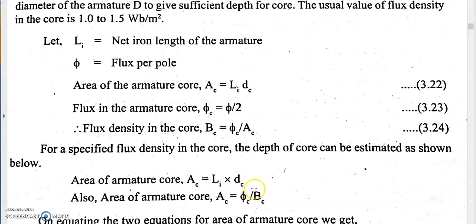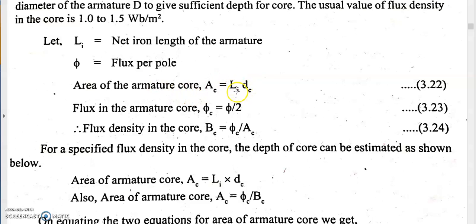Flux density in the core can be calculated by flux per area. The area of the armature core is La into Dc. La is the length of the armature core excluding the insulation thickness, because the armature core is made of laminated sheets of steel, and that lamination includes thickness of insulation. So only the length of iron is considered here, that is the net length of the iron.